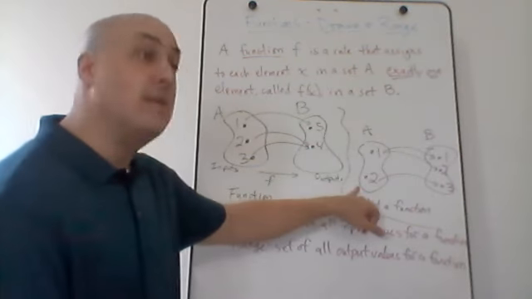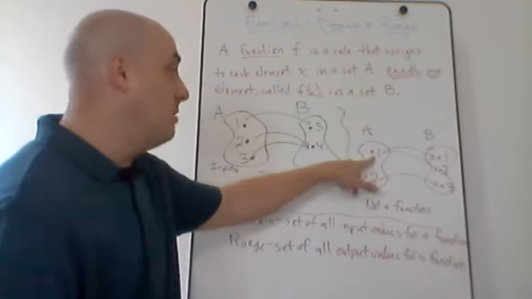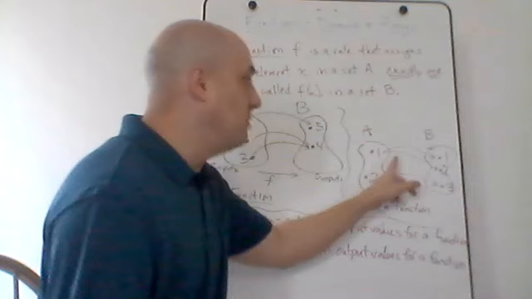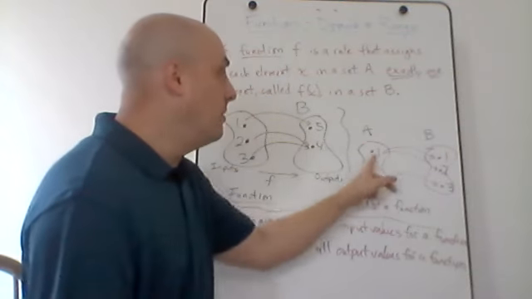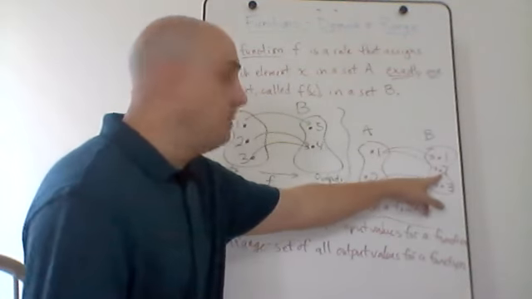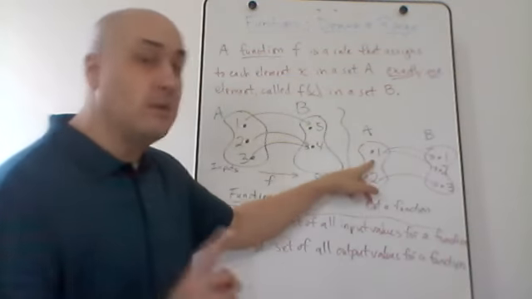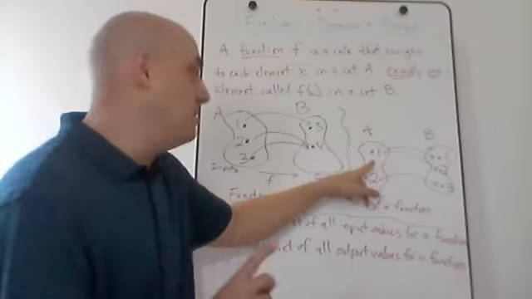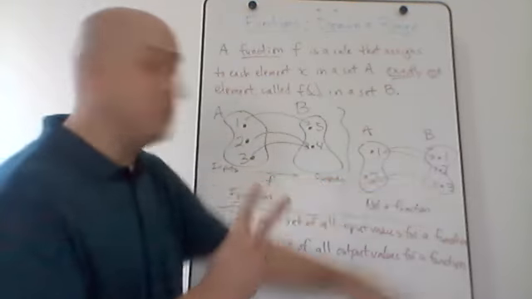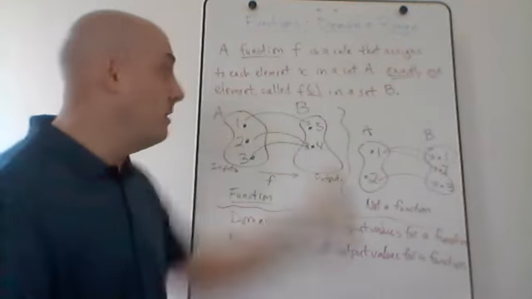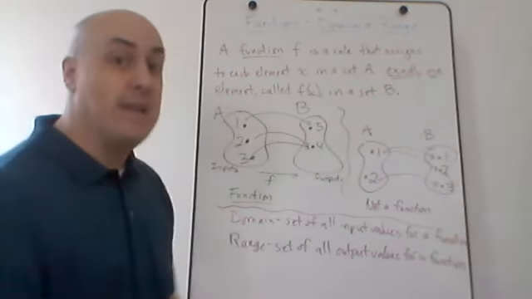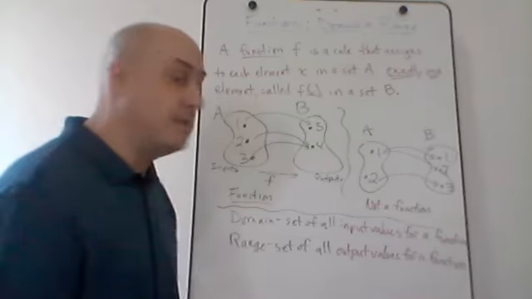The one I put over here is not a function. When I have the input value of 1, it gets mapped over here to an output of 1, but the 1 also gets mapped to an output of 2. So for that one single x value, I actually have 2 different output values, a 1 and a 2. Therefore, this entire relation here is not a function. All right, so that's the difference.